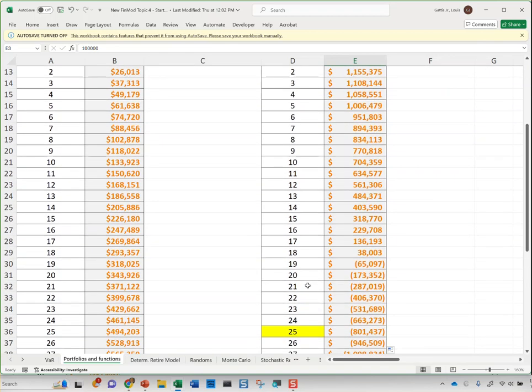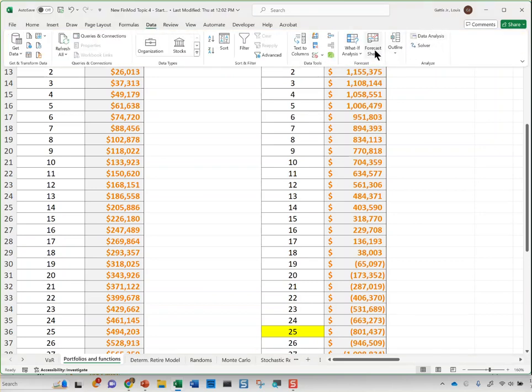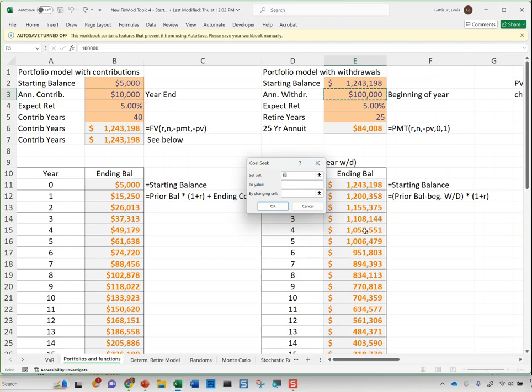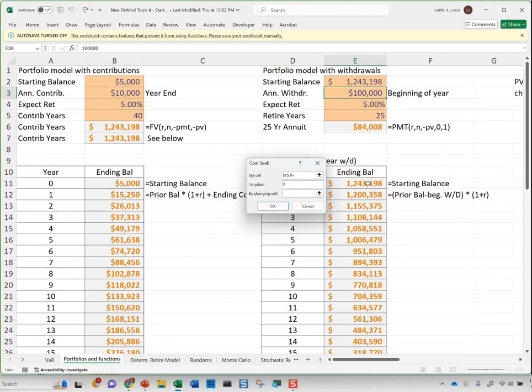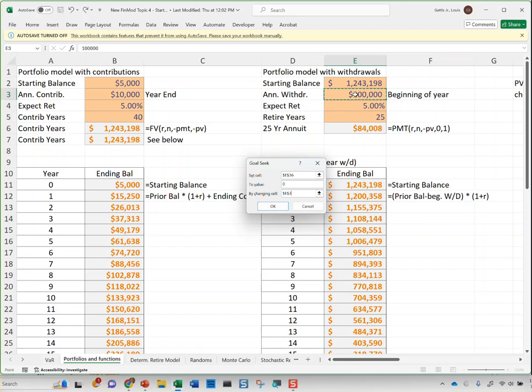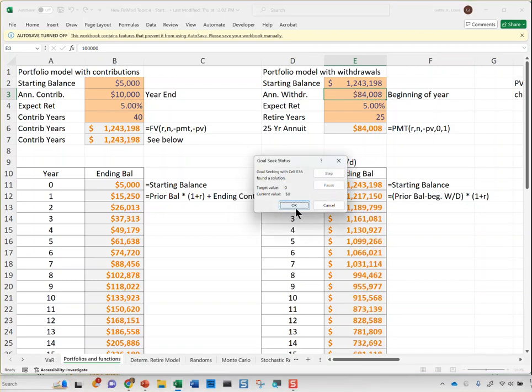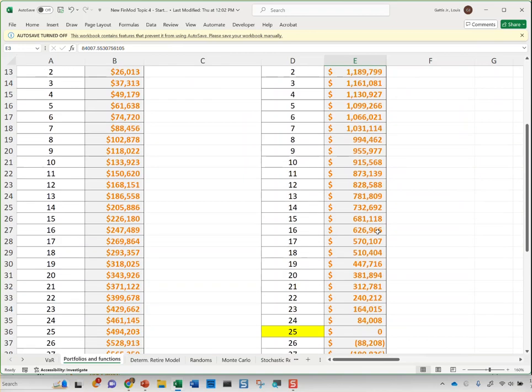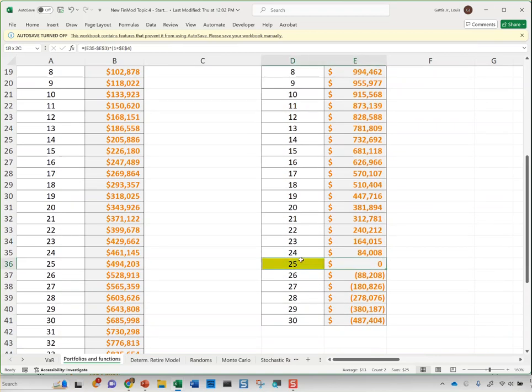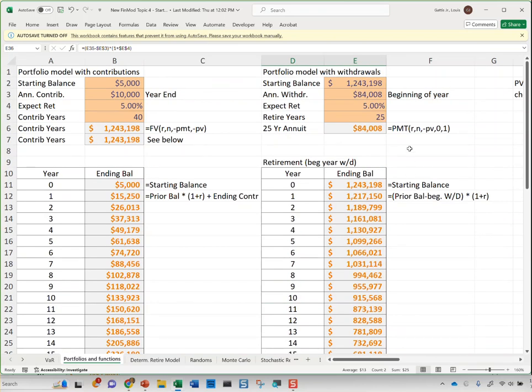So what you could do is go to Data, What If, Goal Seek. I want to set that year 25 portfolio balance to 0 by changing the annual withdrawal amount. So set that year 25 portfolio balance to 0 by changing withdrawal amount and hit OK. Notice that is $84,008 a year. That'll last me on average 25 years. So that's how I'm going to solve that problem.